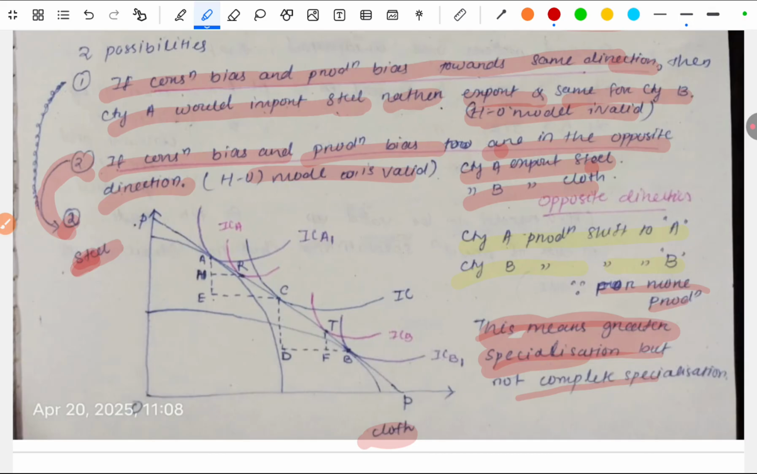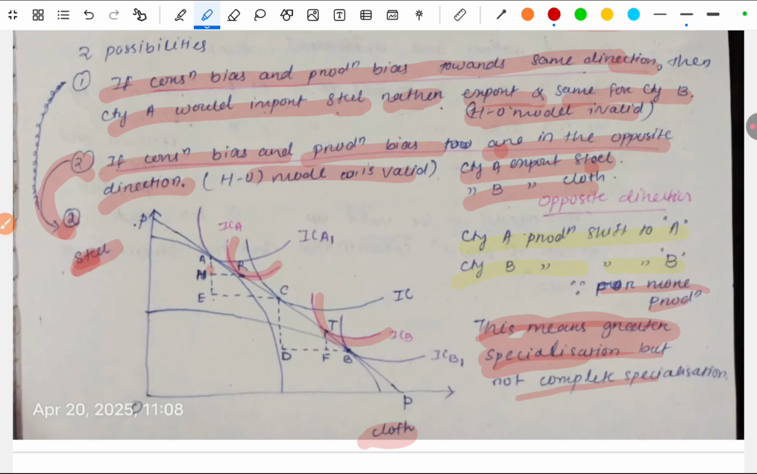This first case will be over. The second, when it is necessary that taste and preference of both the consumers in both the countries will be same. There will be a realistic example. There will be different. So for the different case, we take different indifference curves like ICA and ICB.